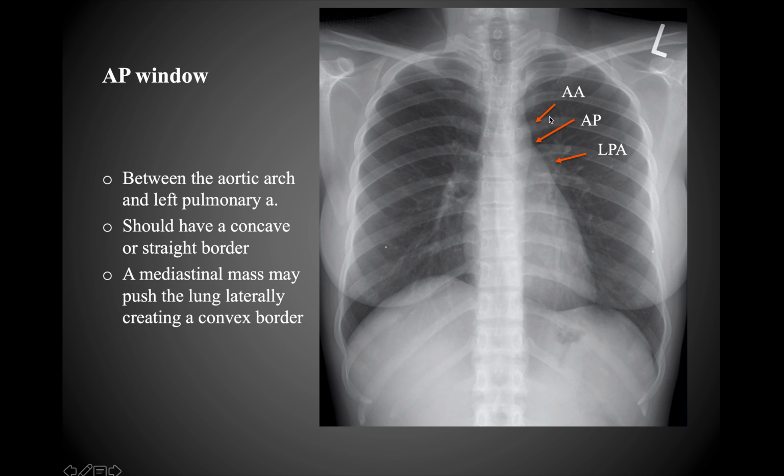So here, once again, we can see the arch of the aorta. So this is part of the arch of the aorta right here. So that's forming the aortic knob. And then you can see the AP window, again, that concavity that you see right there in between the aortic arch and then the left pulmonary artery that you can see coming out right here.